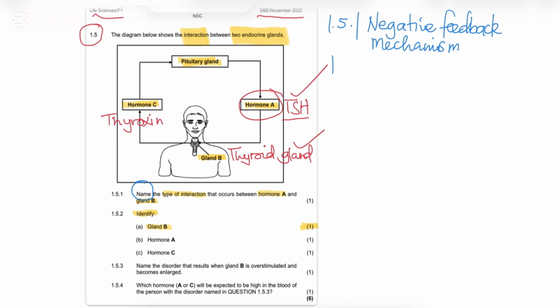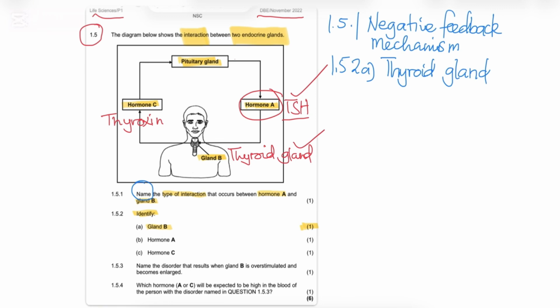So we're going to answer question 1.5.2, and this is part A. So gland B is the thyroid gland. We're not going to say a lot of things. We're just going to give the examiner exactly what they're asking for and nothing more, so that we save on time and at the end of the exam, we finish the paper and we don't cry. We don't go out crying or complaining that we didn't finish the paper.